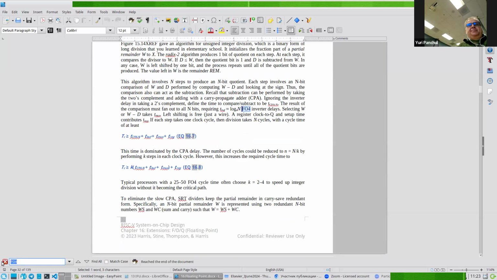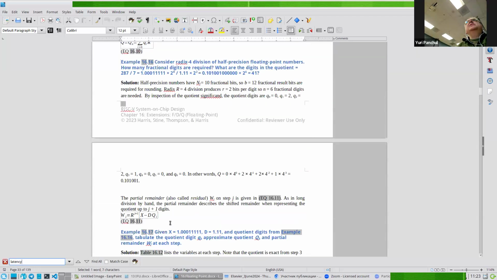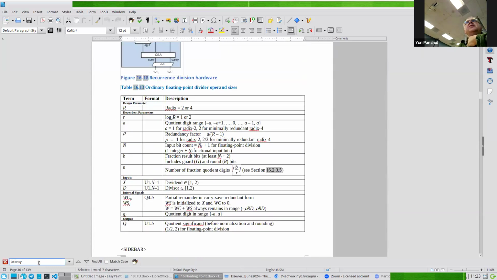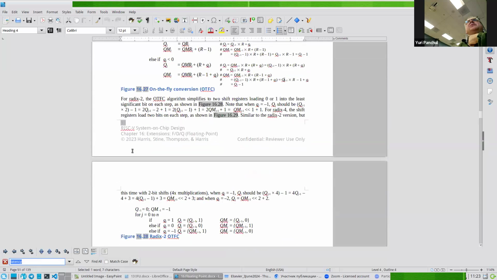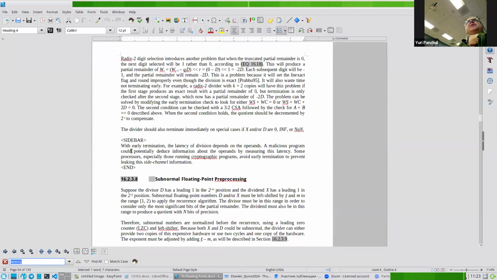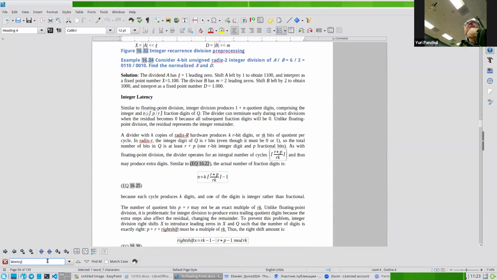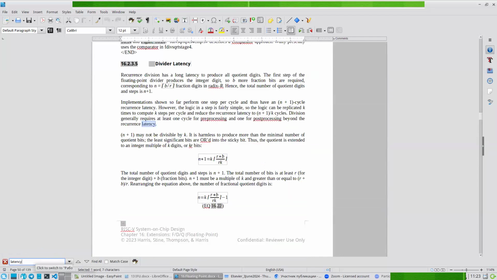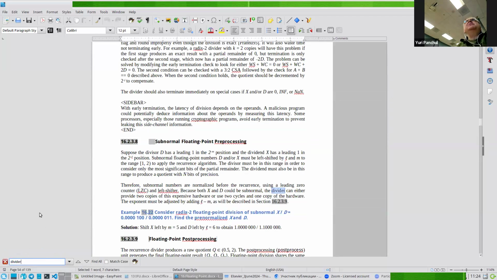Let's search for latency. To reduce latency, this has somewhere a table of latency of different operations. Divider latency. Quotient conversion. Early termination. Yeah, but my point is that it depends. What's strange, I saw it somewhere and I cannot find it now. Maybe I saw it on their website.